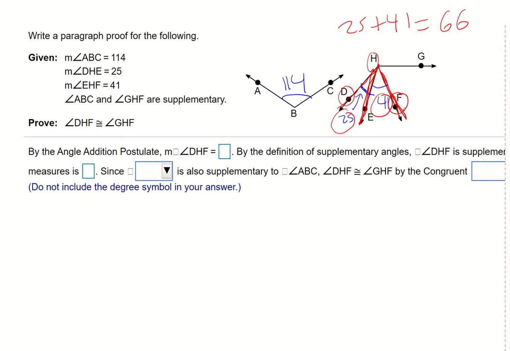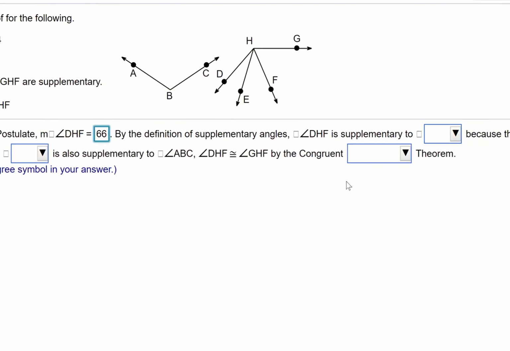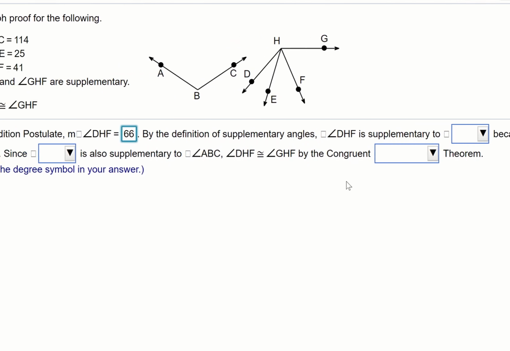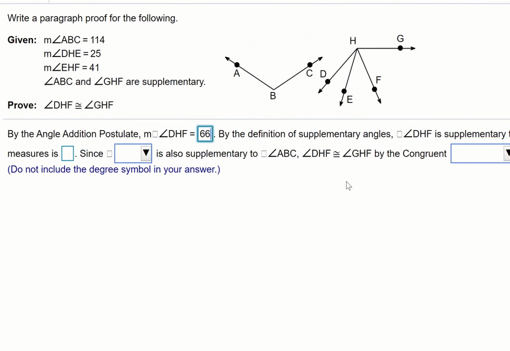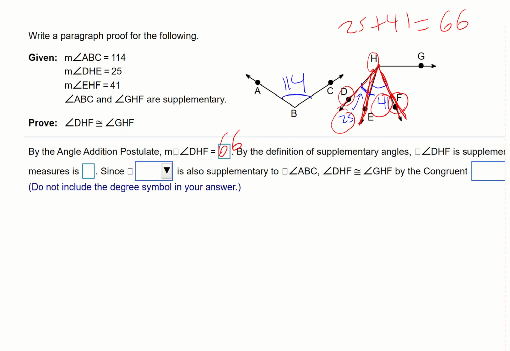So we're going to put 66 degrees here. We'll type that in later. Now, by the definition of supplementary angles, let's go back to the problem. So let's type in 66. So by the definition of supplementary angles, that means that DHF is supplementary to which angle? So remember, let's go back to the snapshot here.